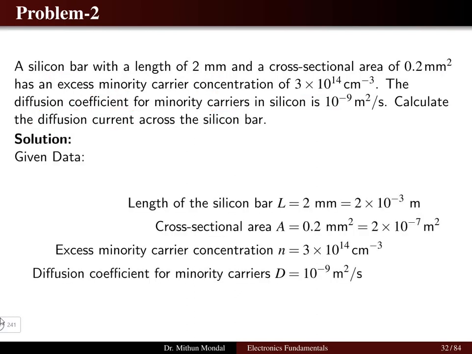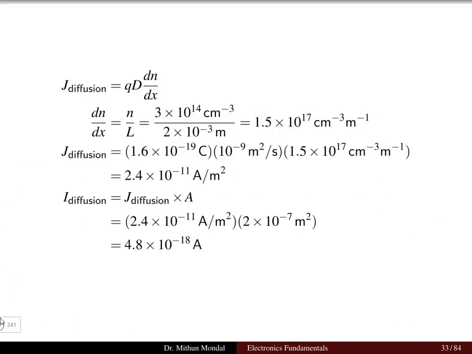So first we note down what data is given: the length, cross-sectional area, the concentration of the electrons, and the diffusion coefficient. And first we need to find dn/dx, because that will be substituted in the diffusion current density formula. So dn/dx is nothing but the charge carrier concentration n divided by the total length, which is equal to 1.5 into 10 to the power 18.